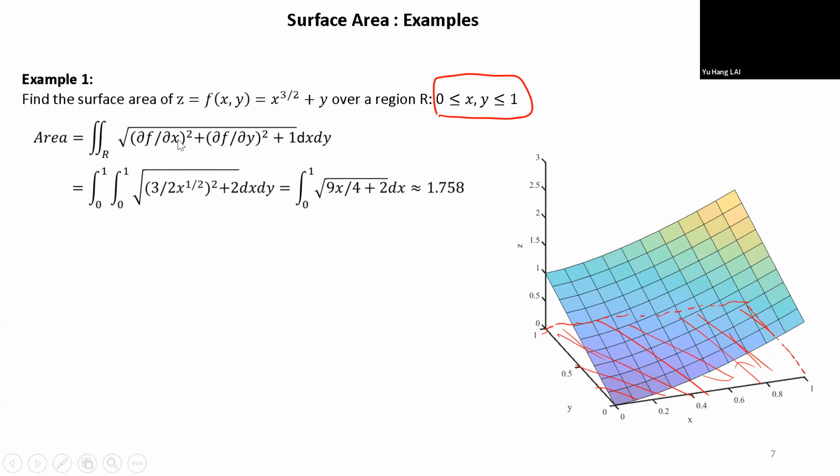This partial f partial x, just take this one here. Partial f partial y, also this one here. And then plus 1. So at the end, I just get a very simple double integral for you to do, and this is a number.